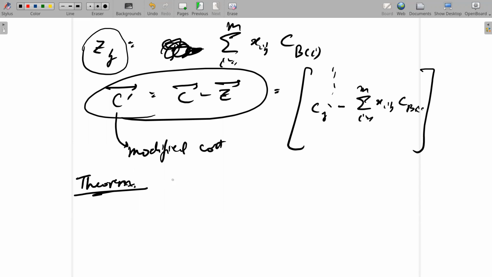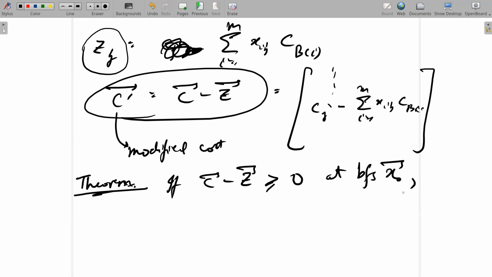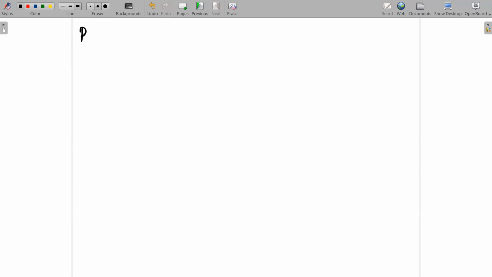So the theorem is that if C bar, which is C vec minus Z vec, is bigger than or equal to 0 at this vertex x0, at this basic feasible solution x0, then x0 is optimal. Okay, so this is kind of finishing off one aspect of the simplex algorithm.